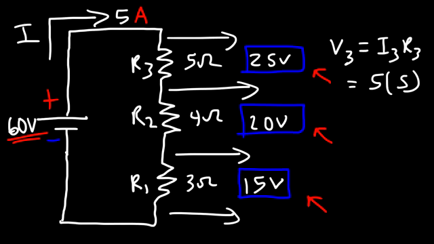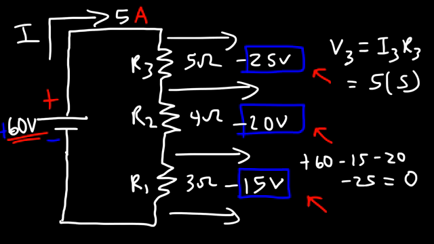And it makes sense because the battery increases the energy of the circuit because it supplies energy to the circuit, so it increases it by 60. The resistors consume energy from the circuit, so they decrease it, thus they have a negative value. So if you add up positive 60 with negative 15, negative 20, and negative 25, you get 0.